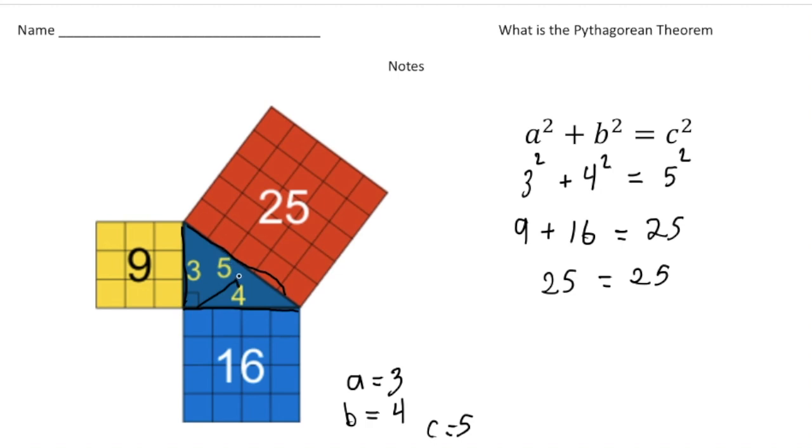All right. So again, this rule works for every single right triangle out there. And remember, the rule states that the square of the hypotenuse is equal to the sum of the squares of the other sides.